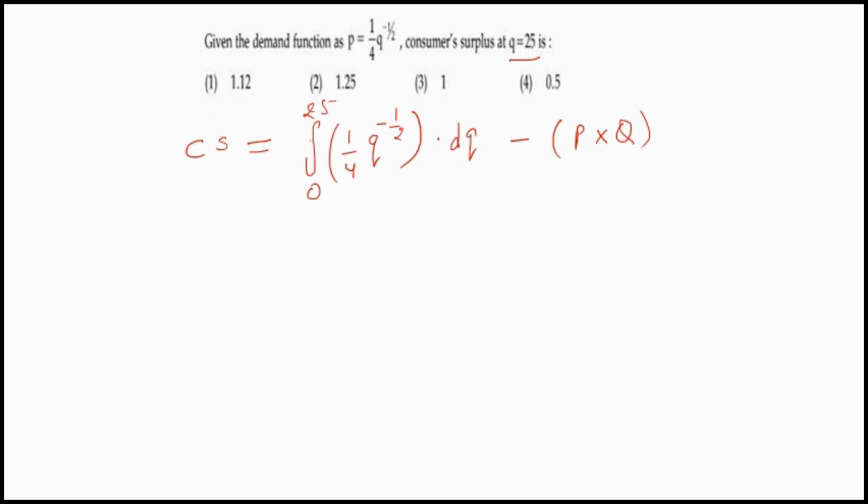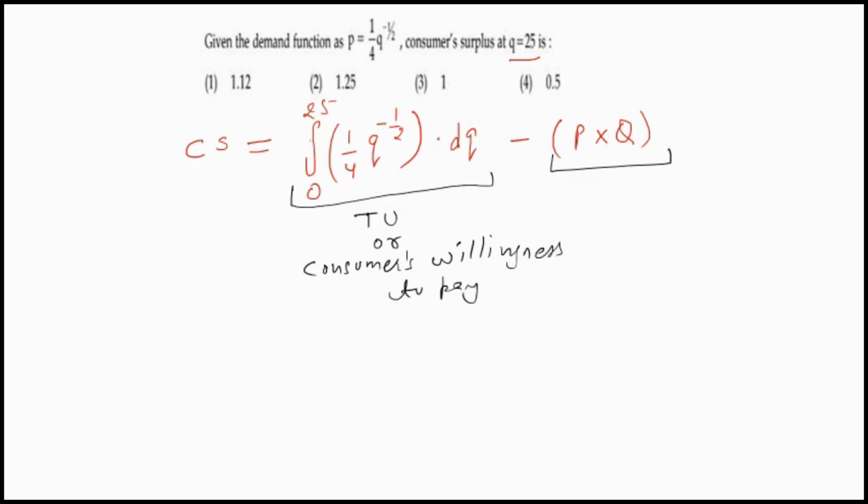This first term is total utility, or you can say consumers' willingness to pay. This is total willingness to pay, basically, and this term is what consumer actually pays. Okay, so how to get this total expenditure?